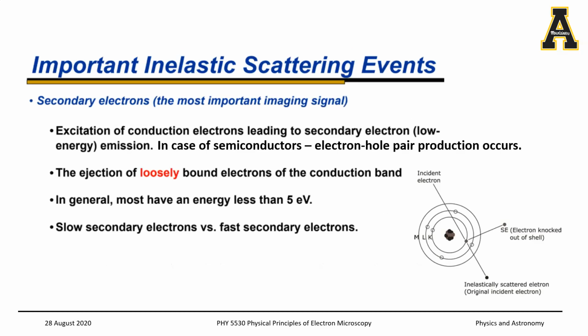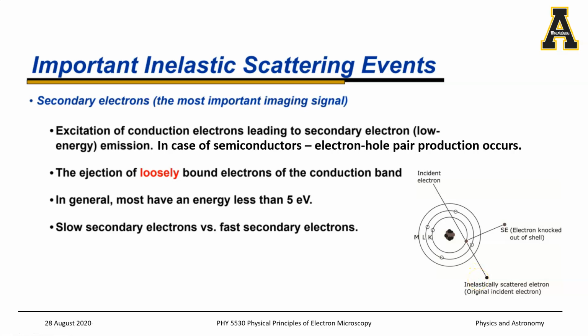Then you have the generation of secondary electrons. Take a look at this schematic here. You have an incident electron with a certain amount of energy. It interacts with one of the electrons in the orbital system around the nucleus, as a result of which it knocks the electron off. So you have a secondary electron generated, and this incident electron continues forward but with lower energy.